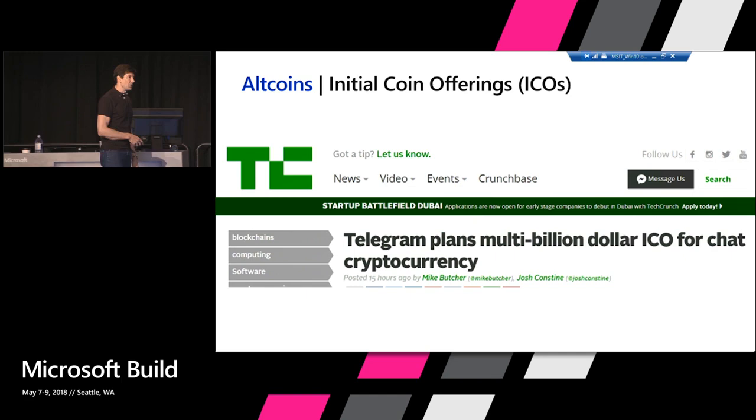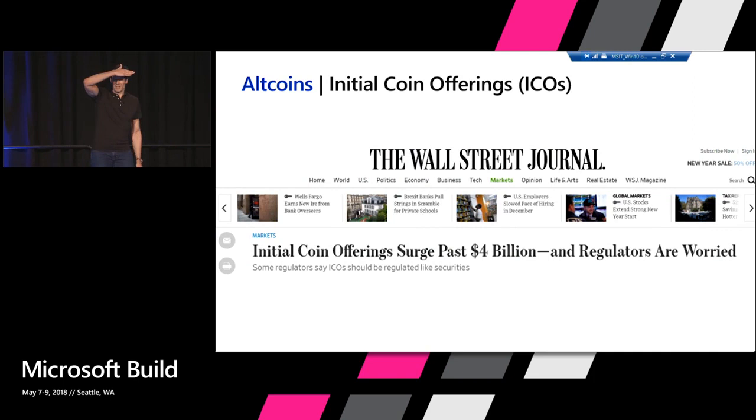How many people saw Silicon Valley this Sunday, by the way, the HBO show? So if you haven't seen it, Pied Piper, the fictitious company there that we love because they're an Azure customer, they launched an ICO, Pied Piper coin. So everybody's getting into it.